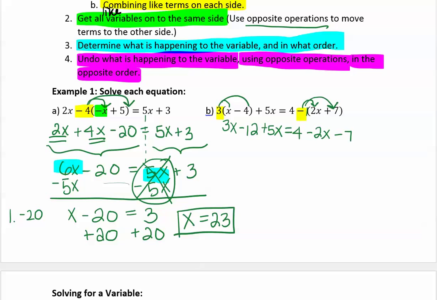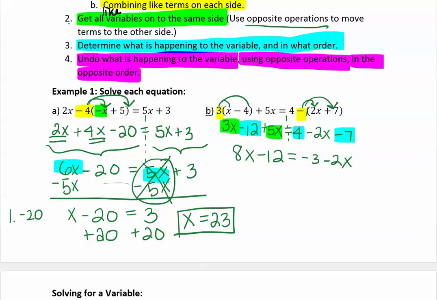Okay, combining like terms. What like terms do we have? I see we have on this side 3x and 5x. Those are like terms. I also see on this side we have a negative 12, but I don't have anything else. So the only thing I can combine is the 3x and the 5x, which is 8x. So I'm just going to copy the negative 12. Remember, I'm only looking at one side at a time. You can't combine all the way across, right? They're on different sides. Okay, what can I combine here? I only have one negative 2x, but I have a 4 and a negative 7. Those are combinable. So that gives me negative 3 minus 2x.